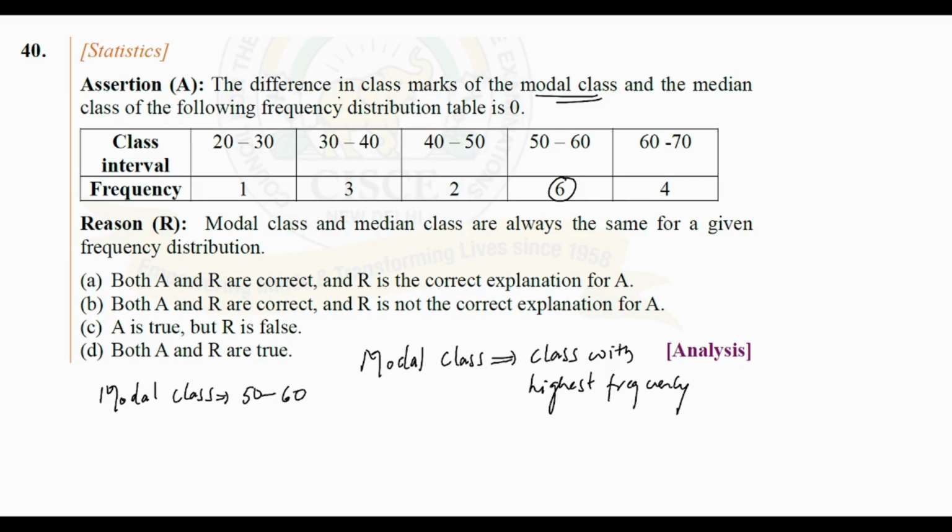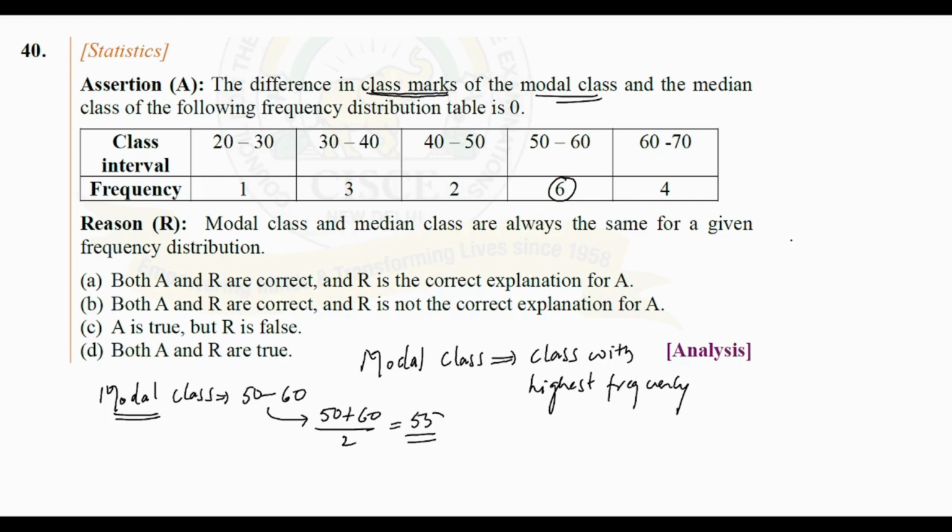And what they are asking is the difference in the class mark of the modal class. What is the class mark? It is the average of this. Class mark is nothing but 50 plus 60 by 2, that is nothing but 55, the class mark of the modal class. Then the median class.